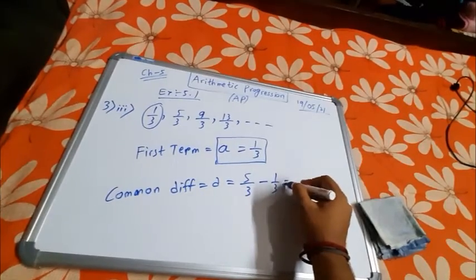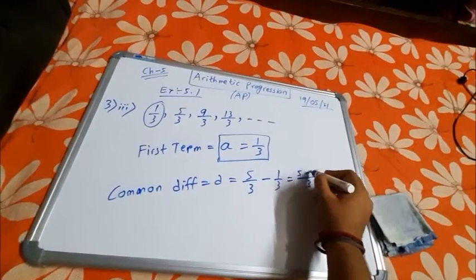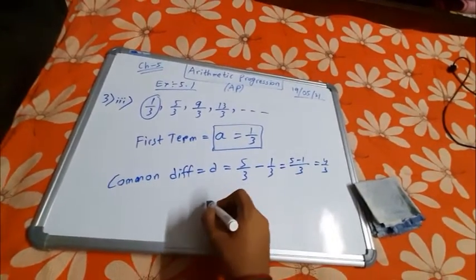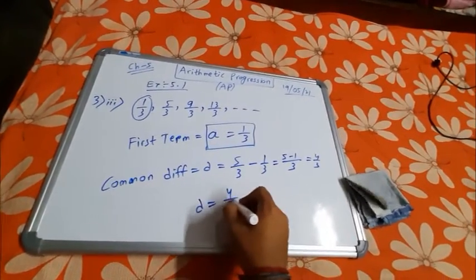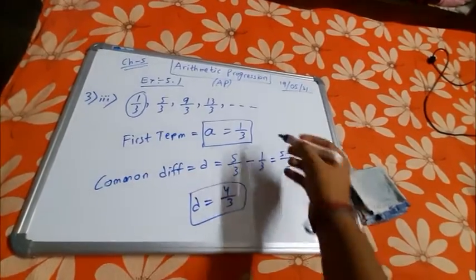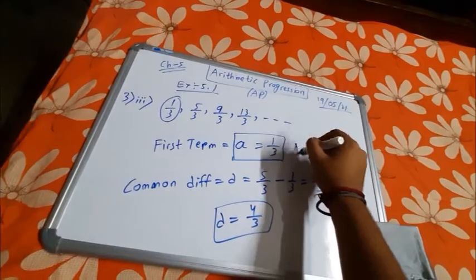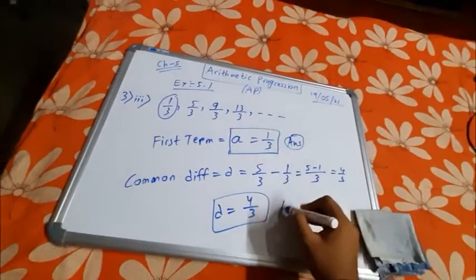So that will be equal to, actually, taking the LCM, 5 minus 1, actually 4 by 3. So D equals 4 by 3. See the 2 answers. This is the first answer, and this is the second answer.